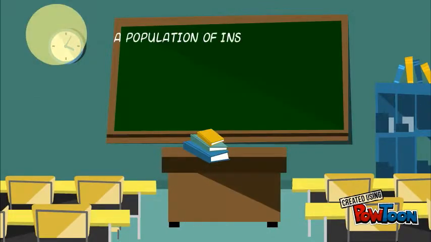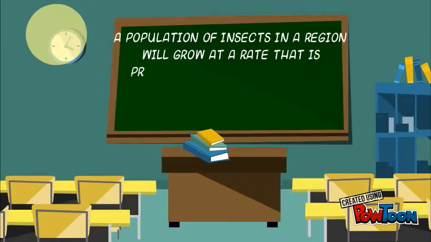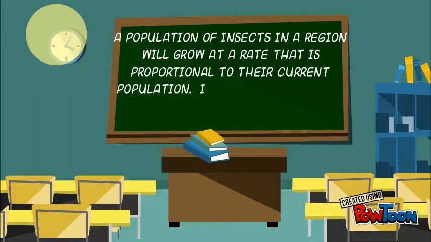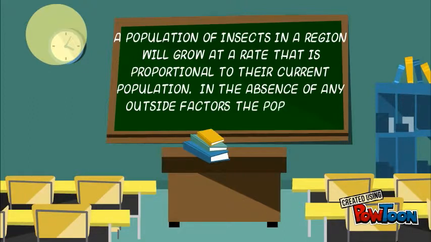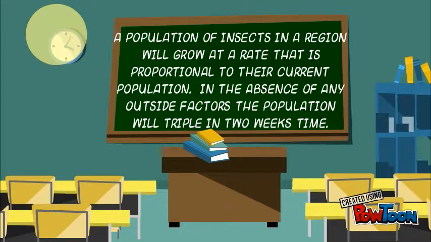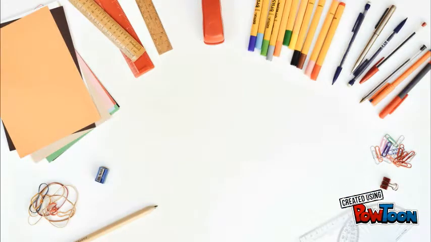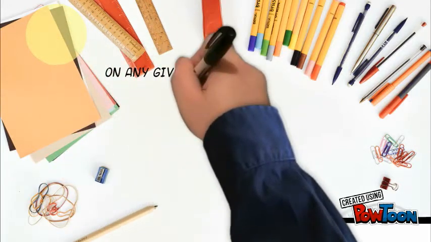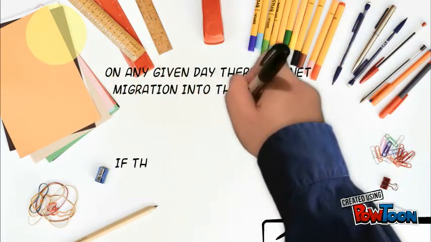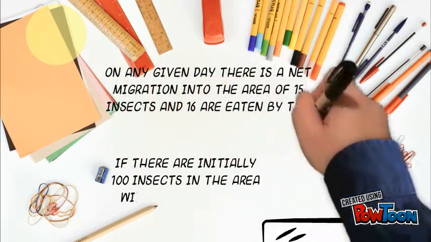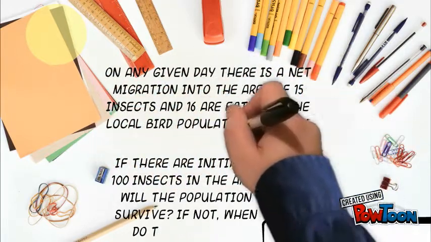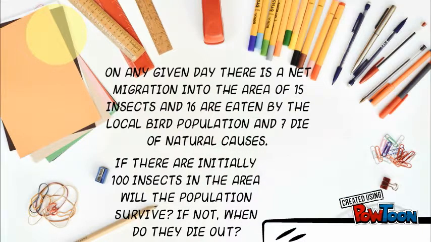Here's an example. A population of insects in a region will grow at a rate that is proportional to their current population. In the absence of any outside factors, the population will triple in 2 weeks' time. On any given day, there is a net migration into the area of 15 insects, and 16 are eaten by the local bird population and 7 die of natural causes. If there are initially 100 insects in the area, will the population survive? If not, when do they die out?